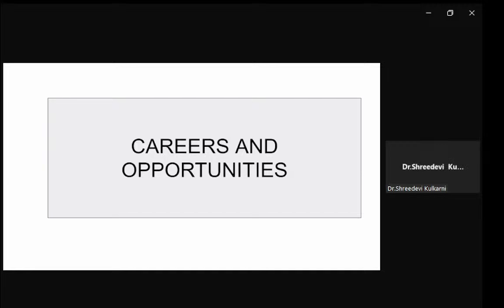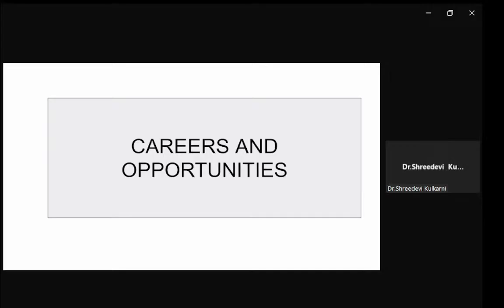Then careers and opportunities. There are a number of careers and opportunities available. There are internships which are available in almost all the hospitals. Biomedical engineering department is one of the important departments in any super specialty or multi-specialty hospital. It is a must, because there has to be an engineer who is going to take care of all these instruments, be it an ophthalmology department, a dental department, an orthopedic, or radiology, or any other department. It can be a pathology department also.